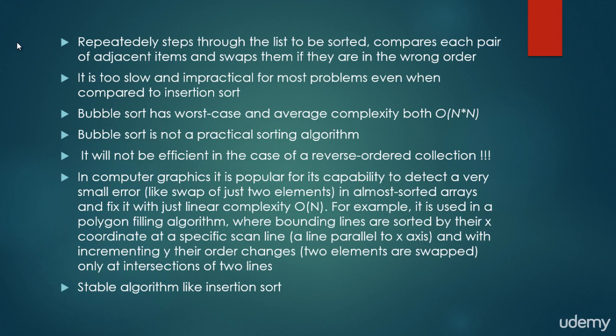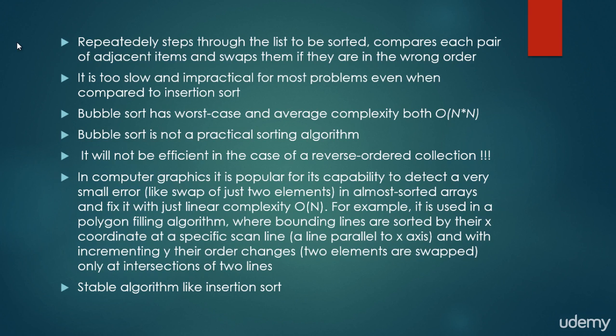It will not be efficient in the case of a reverse order collection, for example. We have to iterate through, even if we know that we just have to reverse it. But in computer graphics, it is popular for its capability to detect a very small error, like a swap of just two elements, for example, in almost sorted arrays and fix it with just linear time complexity, so O(n).